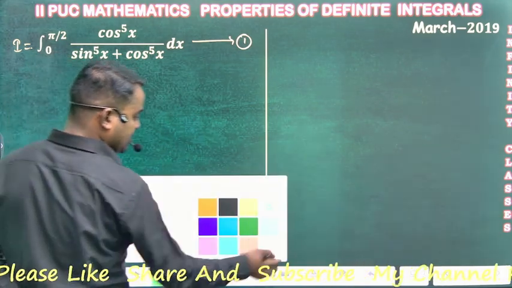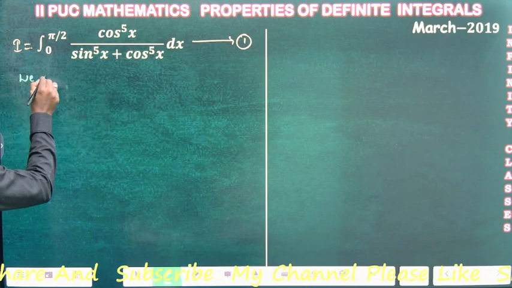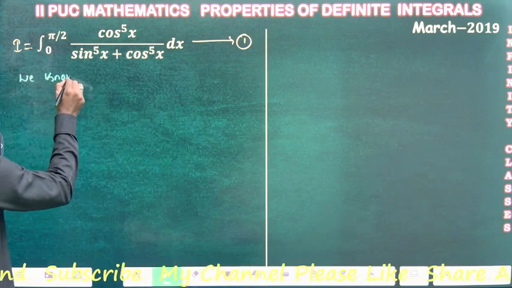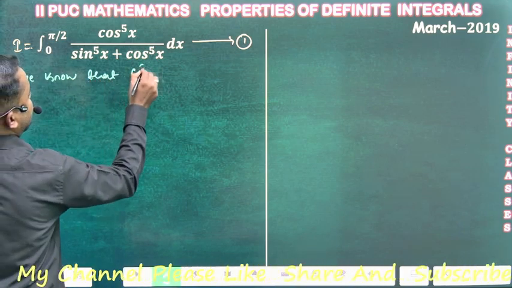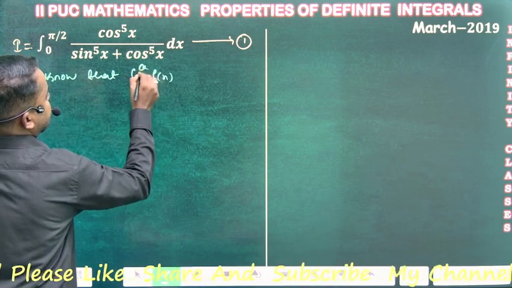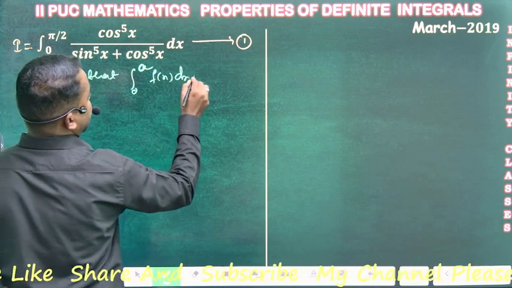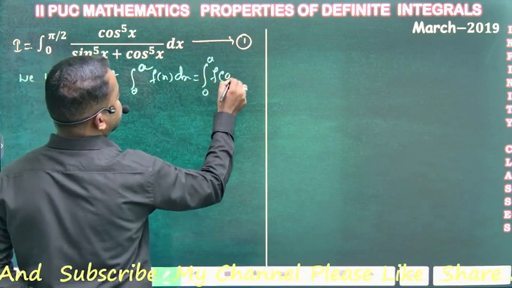So apply the property directly here. We know that integration of 0 to a f of x dx is equal to 0 to a f of a minus x dx.